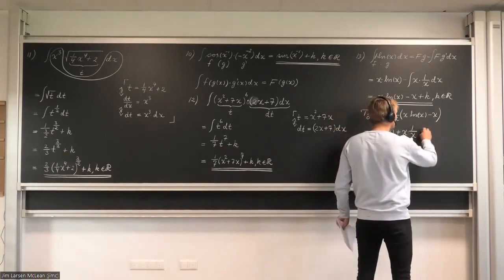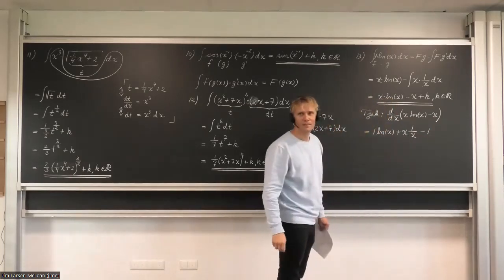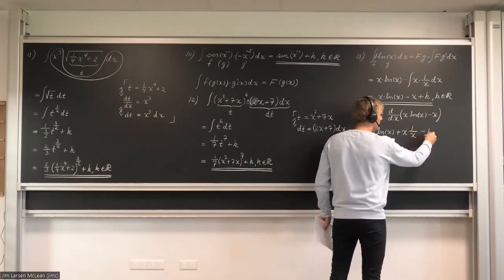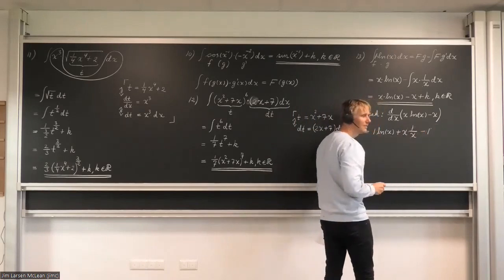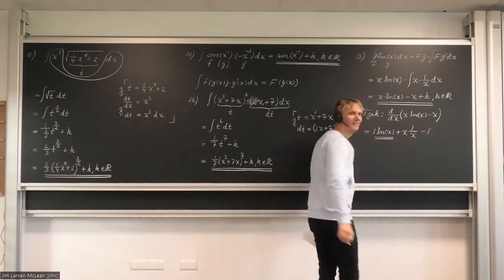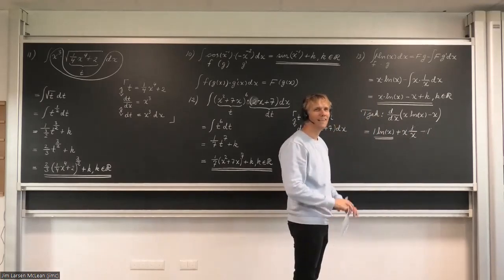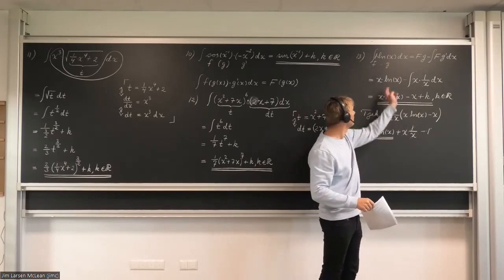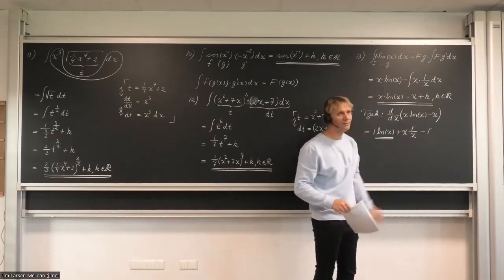Differentiate then x, it gives 1. And x cancels with x, so you have 1 minus 1. That also cancels. So the whole thing just gives ln x. Sweet. So here are the antiderivatives for ln x. Differentiate it, and you get ln x.